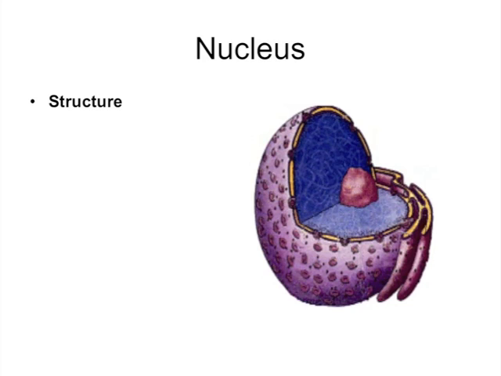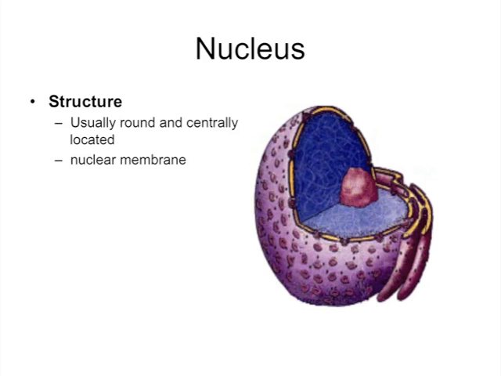But if we look at the structure of that nucleus, it's usually going to be fairly round, fairly large in comparison to the rest of the cell parts. And it's usually going to be centrally located, kind of in the middle of the cell. And again, that structure will tie into its function in just a second. You'll see that the nucleus here has this little purple covering going around the outside of it. So it's got its own little membrane that separates it from the rest of the cell, from the cytoplasm.